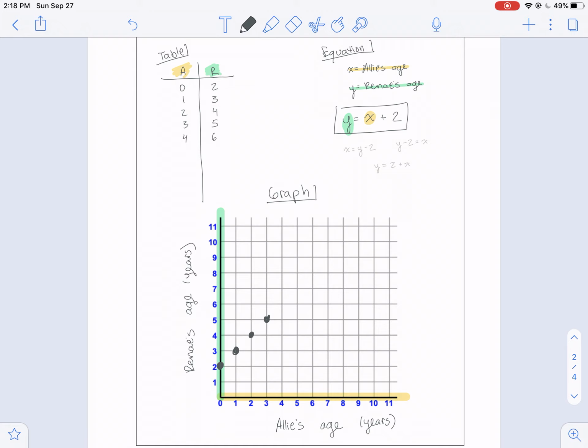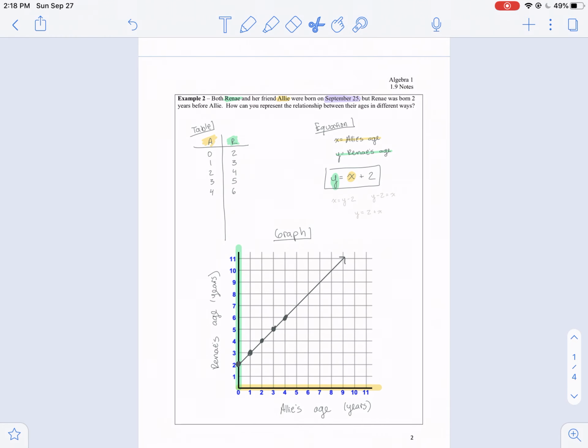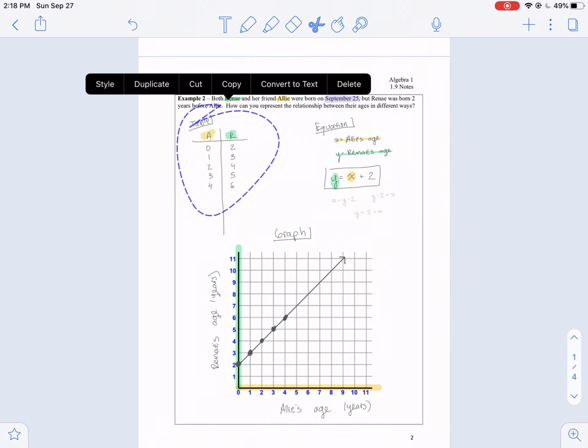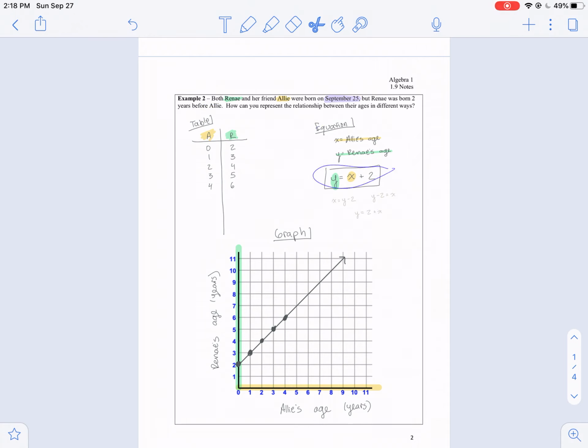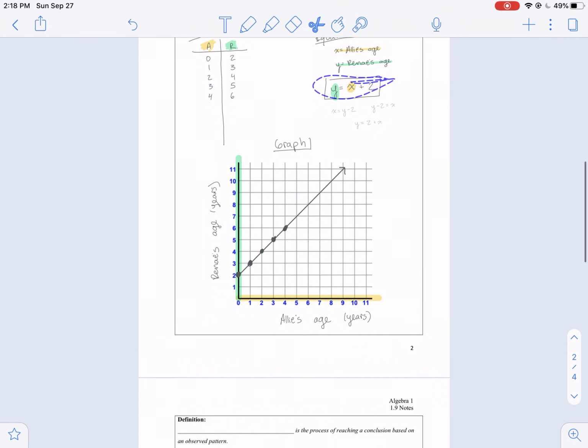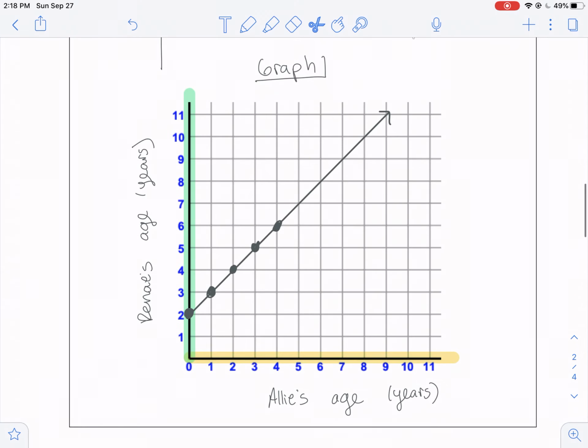There you go. We have a bunch of points. We can also connect these points with a line. Ta-da! There it is. So here we go. There are 3 ways to represent the same kind of information. We have a table with an x, y, or in this case an A, R column. We have an equation, which is a statement with an equal sign. And then finally we have a graph, which is like a picture. That's literally what graph means. It means to draw or to write.